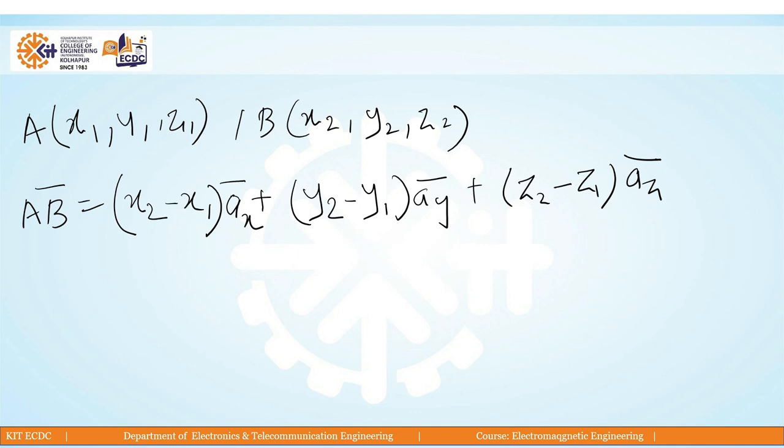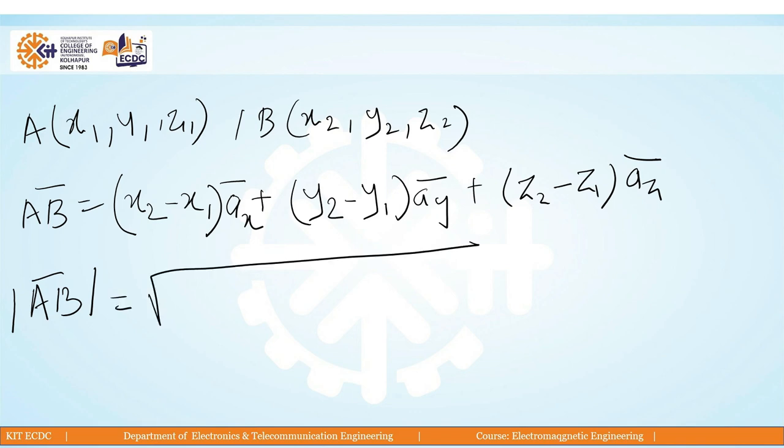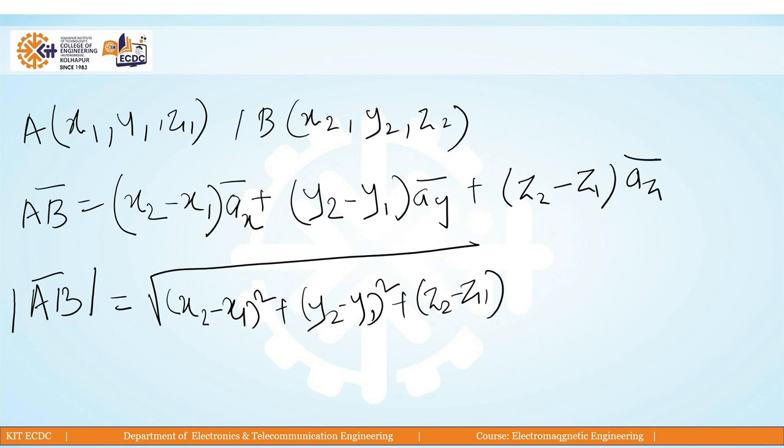How do we find the magnitude of this vector? The magnitude of vector AB can be obtained by taking the square root of (x2 minus x1) squared plus (y2 minus y1) squared plus (z2 minus z1) squared.